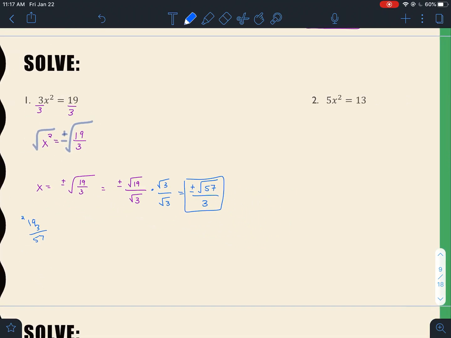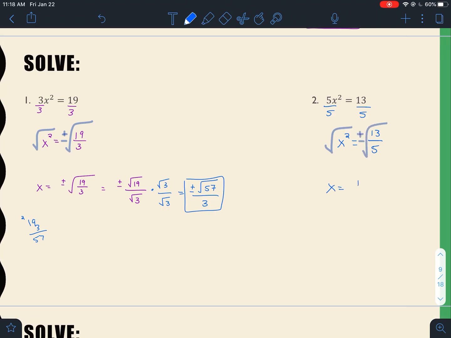On number 2, 5x squared equals 13. Why don't you pause the video and try to do number 2 like we did number 1. All right, so divide both sides by 5, and you get x squared equals 13 over 5. And then take the square root of both sides. You invented that square root, so plus or minus.